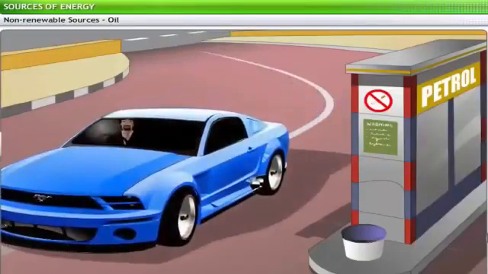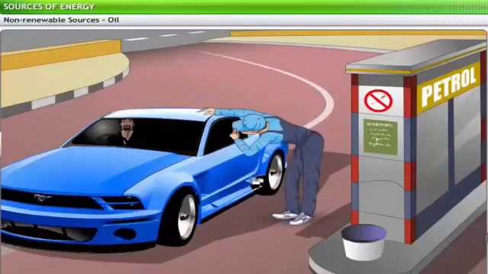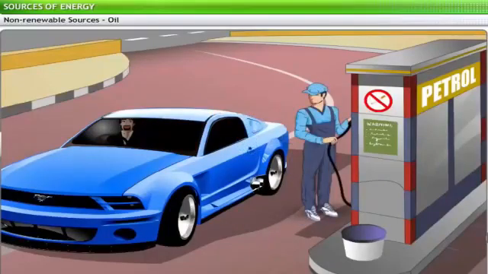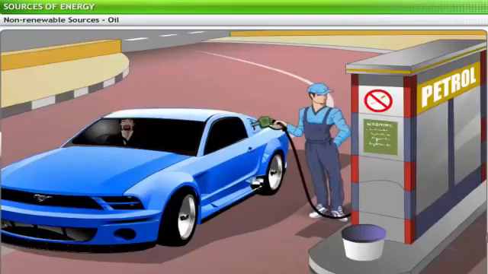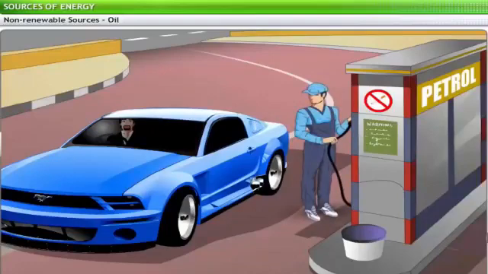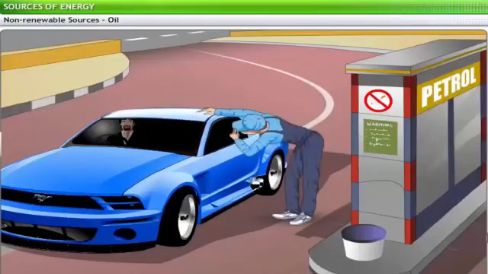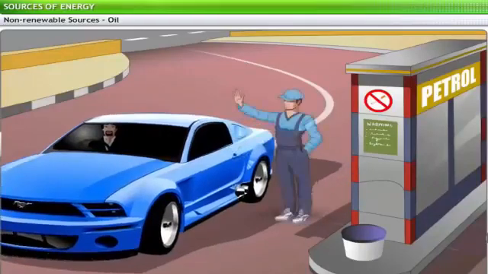Every time the government raises petrol prices, there is a flurry of protests because it raises our expenses significantly. We need petrol for our vehicles and other petroleum-based products to run industries. We obtain petrol from oil.